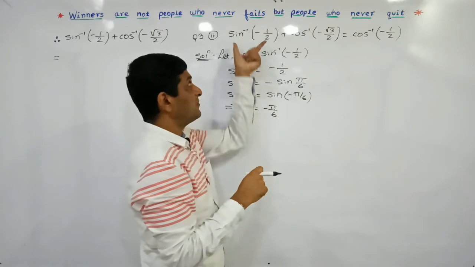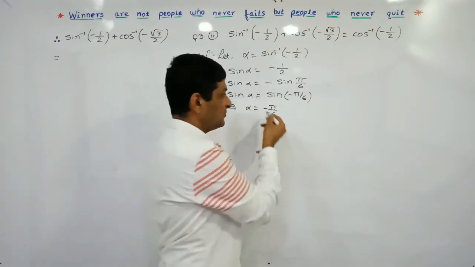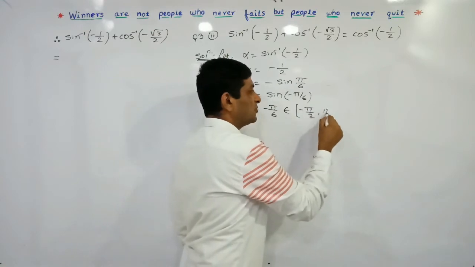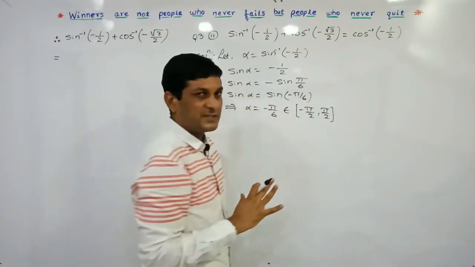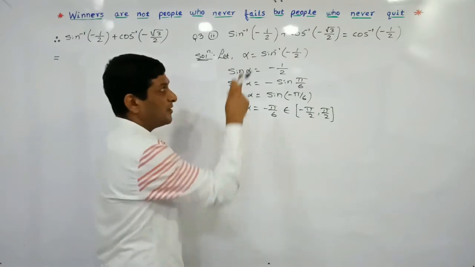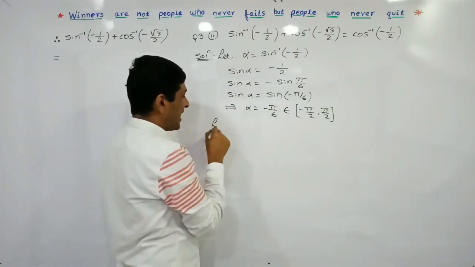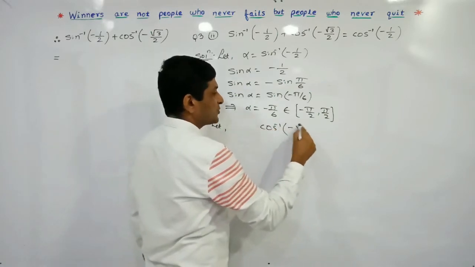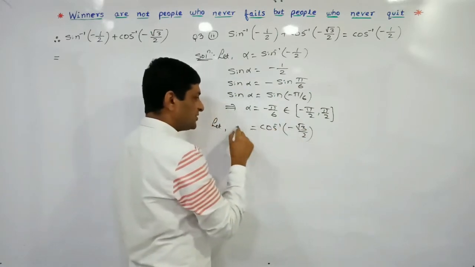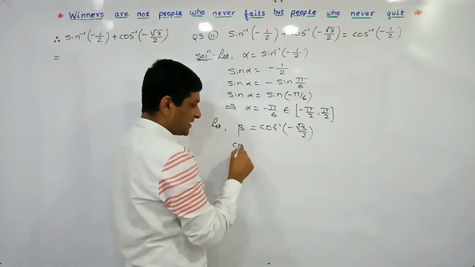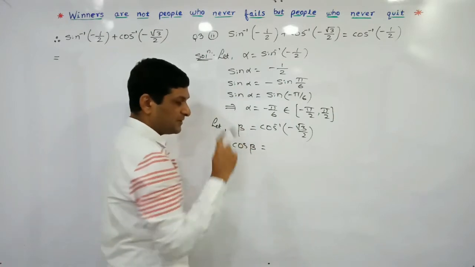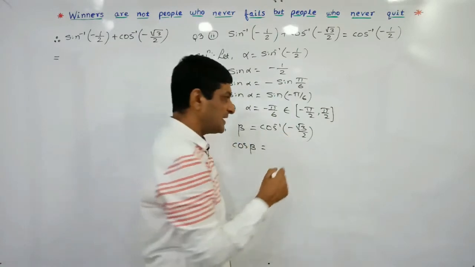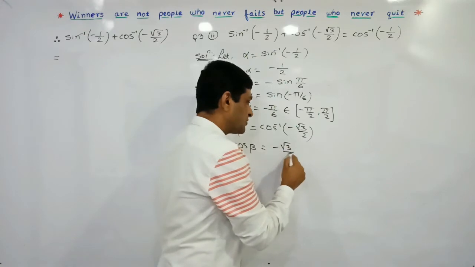Alpha means the value of the first inverse trigonometric function, and we can observe that this value lies in the interval minus pi by 2 to plus pi by 2. Hence we are able to consider it as the principal value. Now we are finding the value of cos inverse of minus root 3 by 2. Let us denote this value by beta. So now if we take cos on both sides, on the left hand side we will get cos beta. On the right hand side, cos and cos inverse will get cancelled, and we will get minus root 3 by 2.